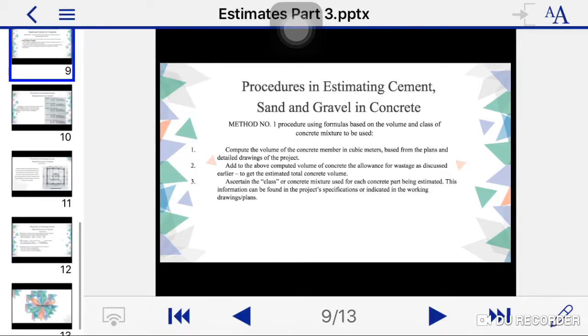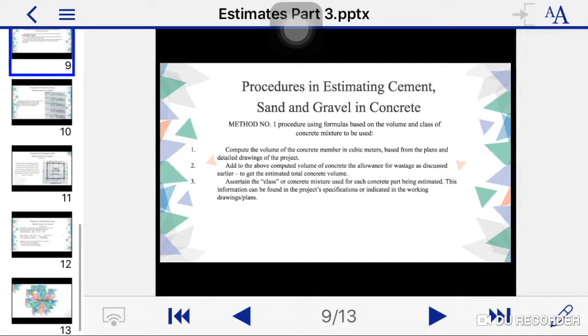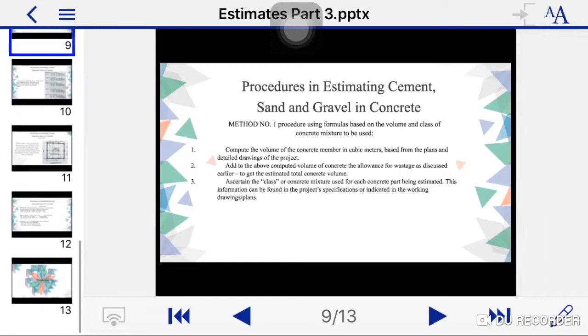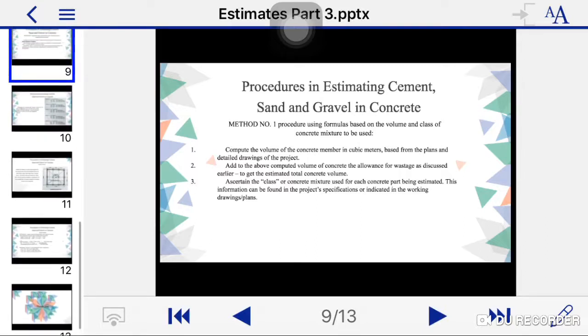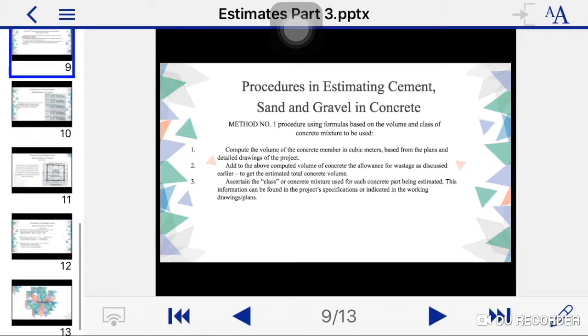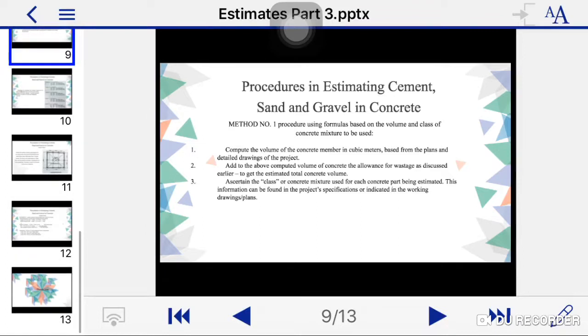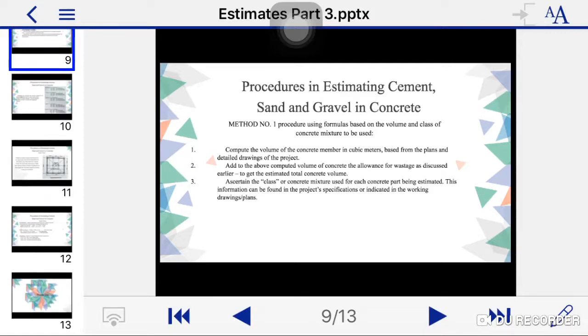Then next, add to the above computed volume of concrete the allowance for wastage as discussed earlier, to get the estimated total concrete volume. Then next, ascertain the class of concrete mixture used for each concrete part being estimated. This information can be found in the project specification or indicated in the working drawings or the plans, on what concrete strength we should use in the concrete mixture.